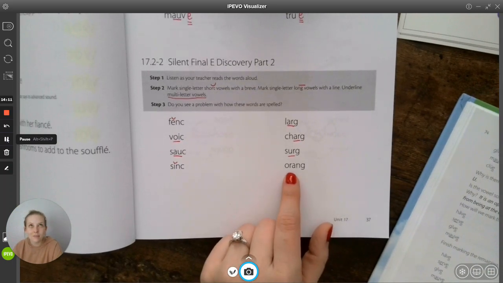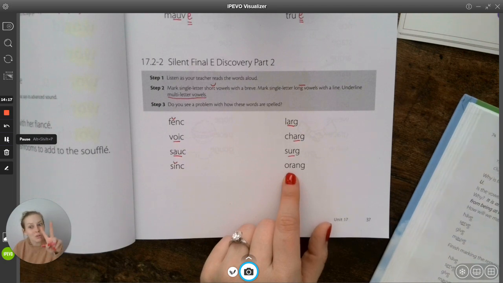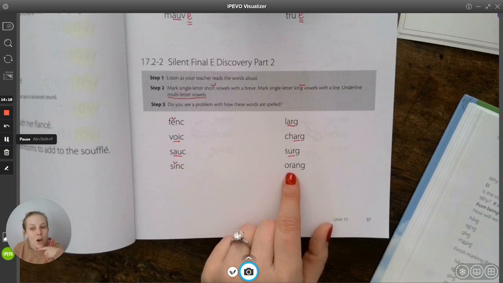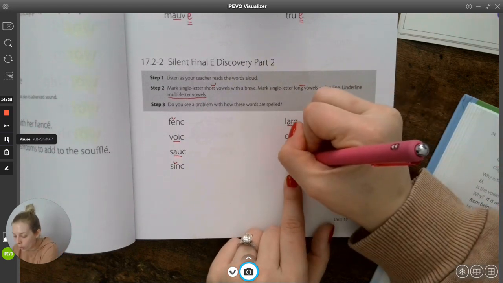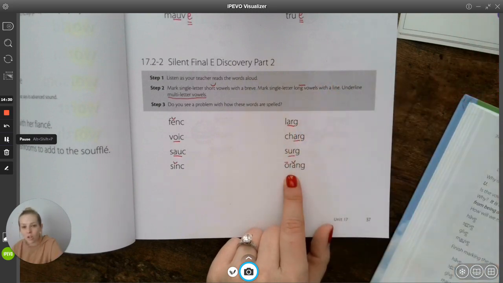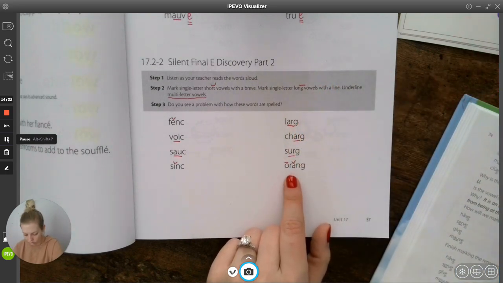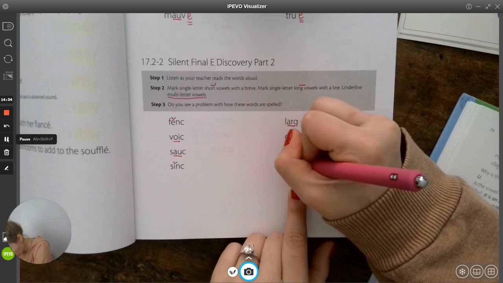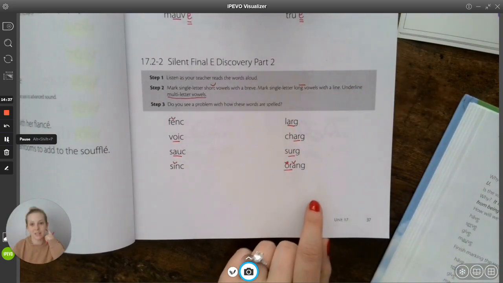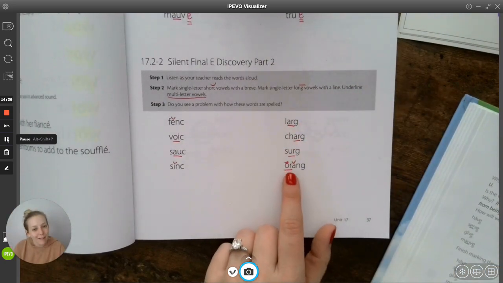And orange. There are 2 vowels in there, so I want you to listen. Orange. I know I'm kind of saying it weird, but I want to enunciate so you can hear the sounds. Oh, wait, sorry. Orange. There we go. This is sort of silly. It's a multi-letter. Duh, look at it. It's right there.